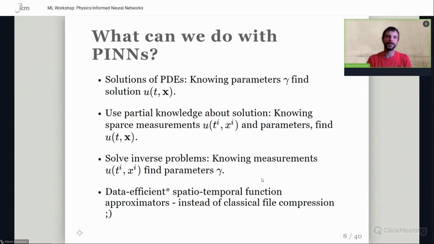So what can we do with physics-informed neural networks? The most obvious thing, which I already told you about, is that we solve partial differential equations, knowing the parameters of the equation. This is a weak point, so we need to know the parameters in advance. With some measurements or initial conditions, we can find the solution of the function we are looking for. Here I will use u, which is, you know, the velocity of the flow field, typically given by u.